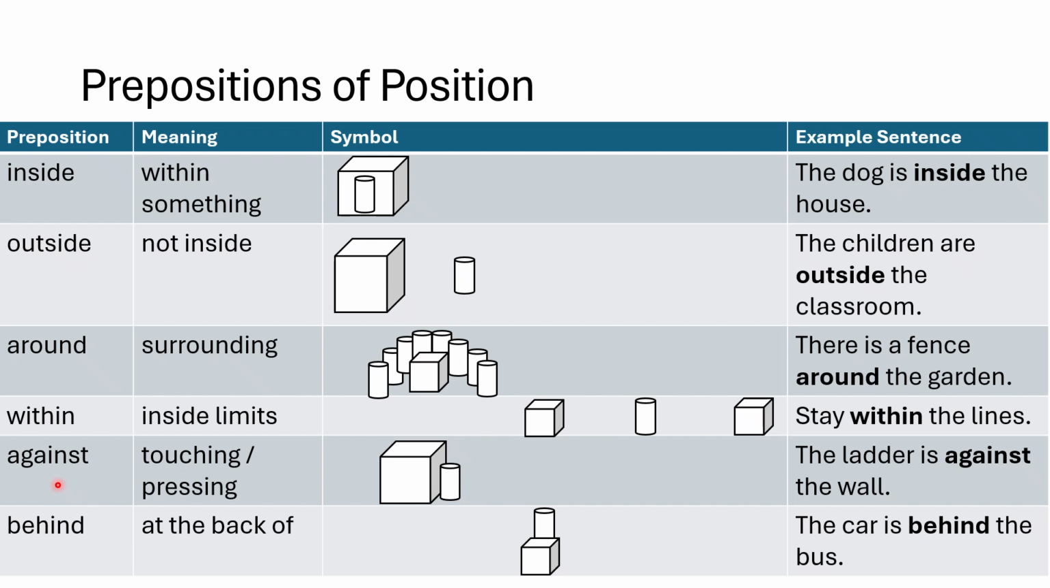The preposition against means touching or pressing. This symbol illustrates the cylinder against the box. Listen to the example sentence. The ladder is against the wall.